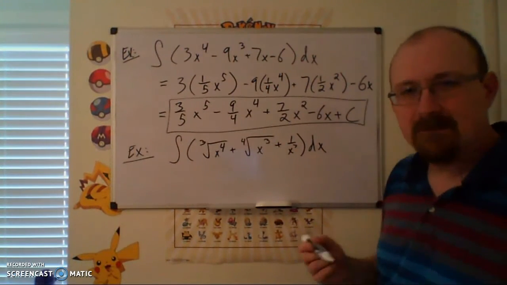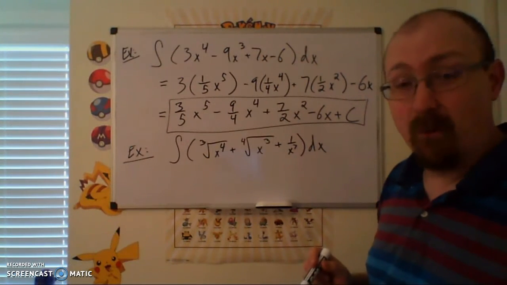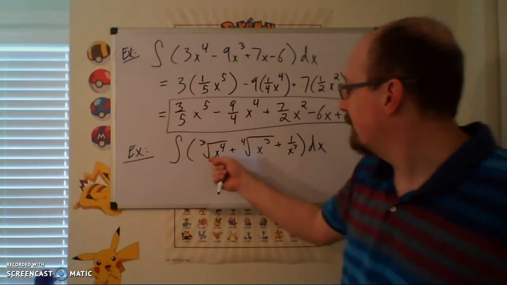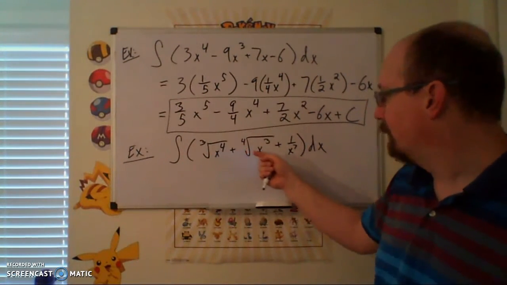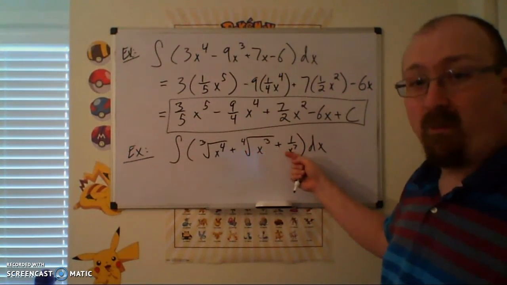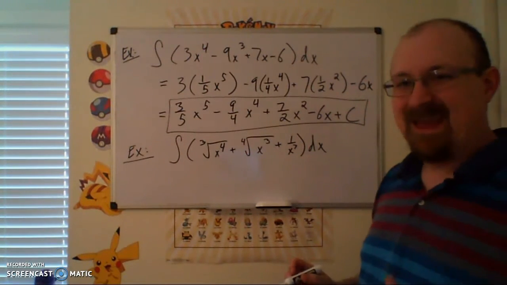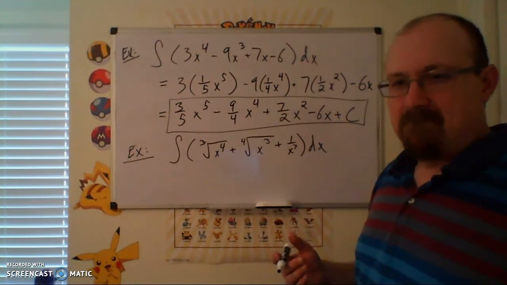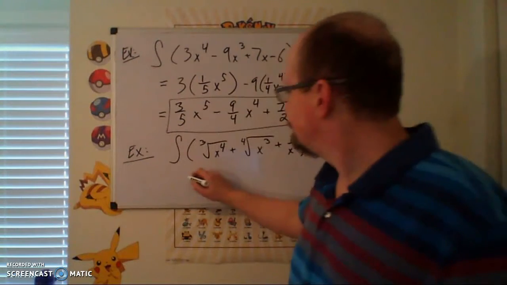So this time around, I'm going to need to do a little more maneuvering before I can actually start invoking the rules from our bestest friend sheet. So I have the cube root of x to the 4th plus the 4th root of x cubed, and then I've got 1 over x to the 7th hovering around in the back. The catch is, rules for those guys don't immediately appear on the sheet if you take a look.